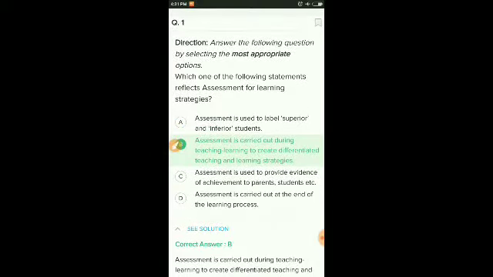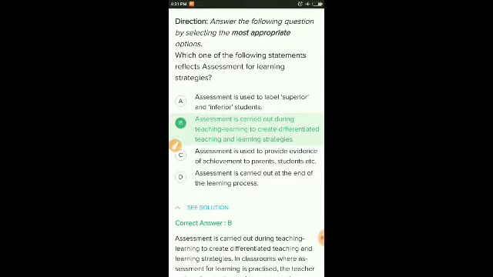So without wasting any moment, let's start and discuss the child development and pedagogy section. 30 questions we'll discuss. So question number one: which one of the following statements reflects assessment for learning strategies? Okay, so assessment for learning strategies is reflected by which one of the following options?